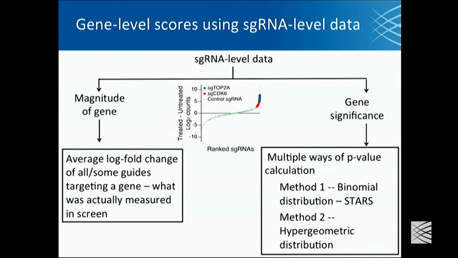So from our guide level data, we have now calculated the magnitude of a gene, which was just the average log-fold change of all or some of the guide RNAs that target this gene, and this was what you actually measured in your screen. And then we have also calculated gene significance using 2 different statistics, using the binomial distribution and the hypergeometric distribution. And so now let's look at how this can be best visualized.